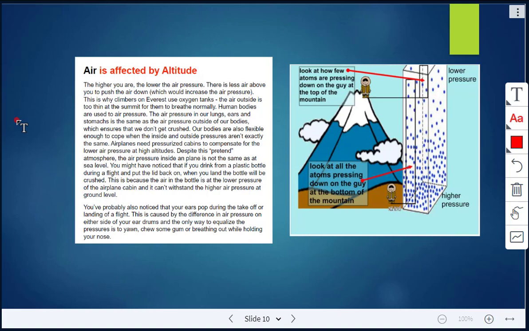And that's because human bodies were used to air pressure. The air pressure in our lungs, in our ears, in our stomachs is the same as the air pressure outside of our bodies, right? That's what makes sure that we don't get crushed. Our bodies are also very flexible to cope with any changes in inside and outside pressures. When you go on an airplane, they have pressurized cabins to compensate for that lower air pressure at high altitudes.